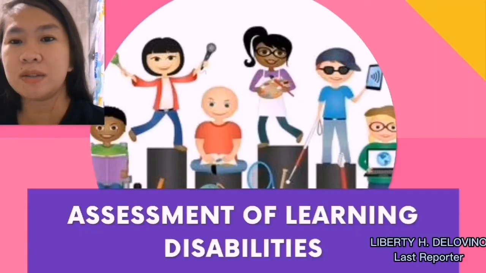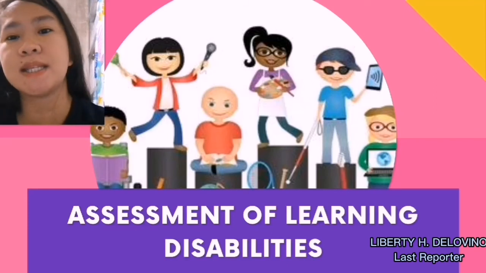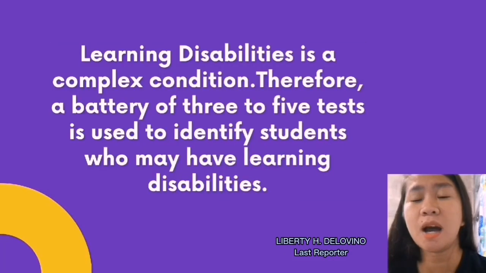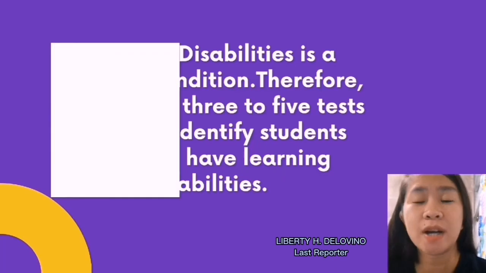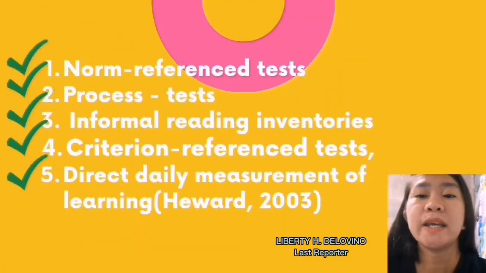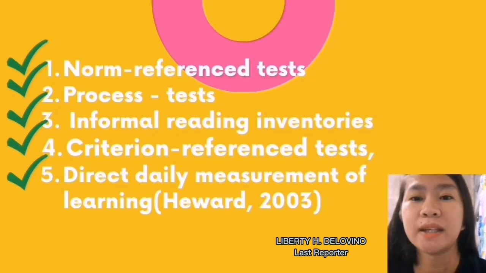So now let's talk about the assessment of learning disabilities. Learning disability is a complex condition, and therefore a battery of three to five tests is used to identify students who may have learning disabilities. These are norm reference tests, process tests, informal reading inventories, criterion reference tests, and direct daily measurement of learning.